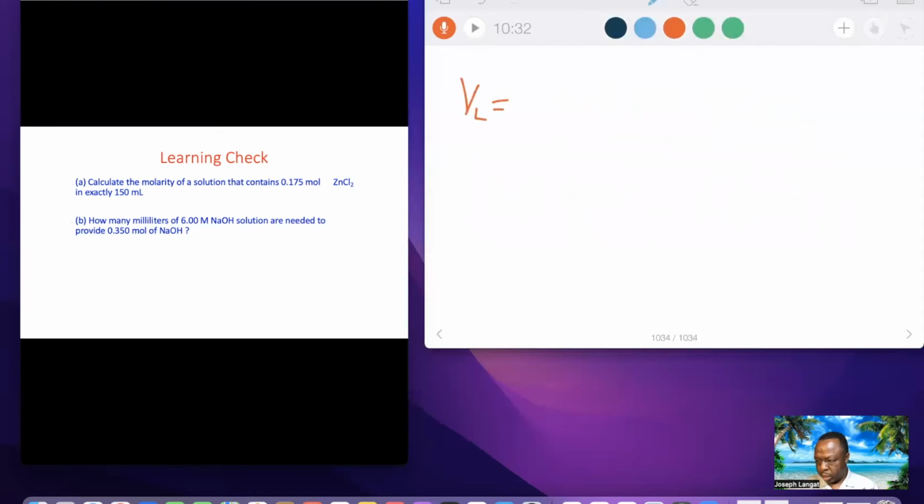Volume in liters is given by the number of moles, in this case NaOH, over molarity.